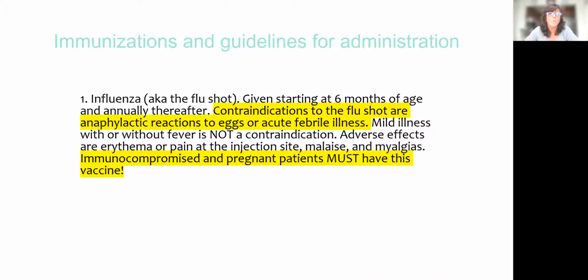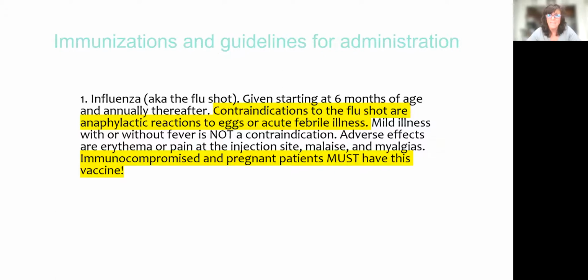All right, now we're going to get to the actual immunizations. Now, here are the ones that you absolutely need to know. So first, we have the flu shot, influenza. It is given starting at 6 months of age, and everybody should get it every year no matter what. The only contraindication to the flu shot would be an anaphylactic reaction to eggs. In other words, you cannot come anywhere near an egg, or acute febrile illness. In other words, they're sick with a very high fever. We would wait till that fever and that illness goes away before we give them the flu shot. But a mild illness with or without a low-grade fever, they can still get the flu shot. Okay, it's not a contraindication.